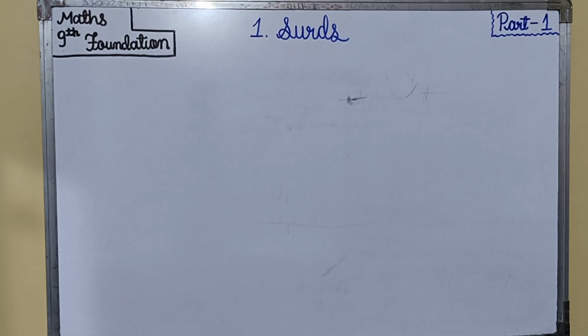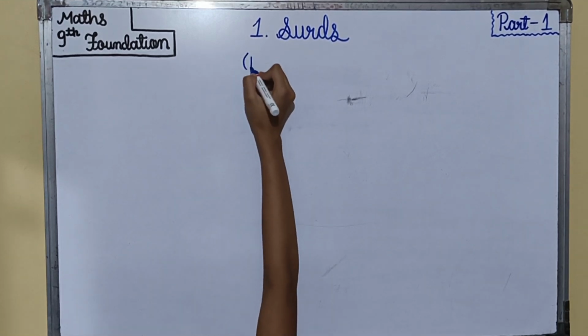Today we are going to learn class 9th foundation subject mathematics, part 1 of new chapter number 1, that is Surds. As this is our first part of mathematics of 9th class foundation, our first chapter will be Surds and we'll learn many new things in this chapter. Surds indirectly means only radicals.